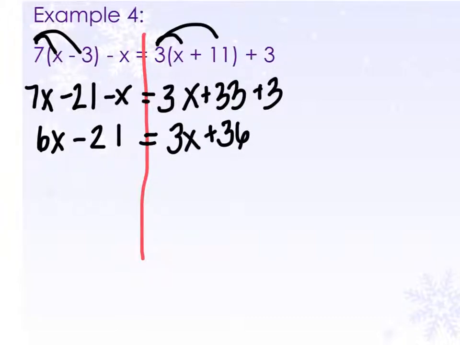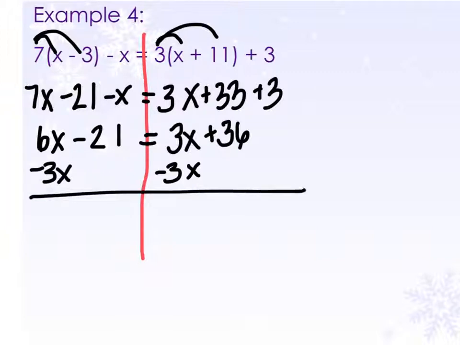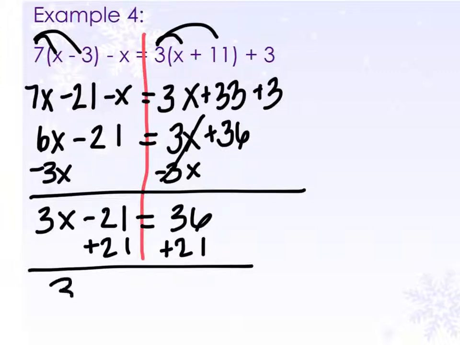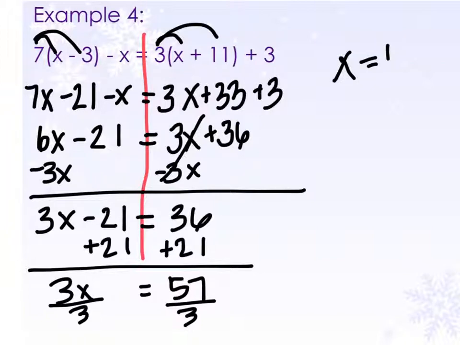Now I'll start combining across the two sides. I would start by subtracting 3x from both sides. We'll cancel the 3x on the right. 6x minus 3x gives me 3x. Minus 21 can come down, and 36 can come down. Then I'll add 21 to both sides to get 3x is equal to 57. I'll divide both sides by 3, and I figure out x is equal to 19.